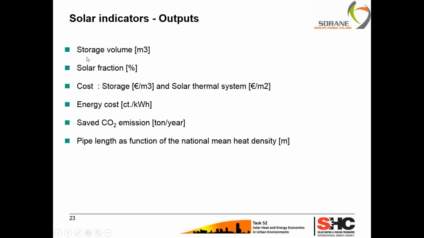First, you are able to know the storage volume you will need. You can know which solar fraction you can target as a function of the surface of collector area. Then you can have an idea of the cost, for example, of the storage and the solar thermal system itself. You can derive as well the cost of energy for solar thermal. And if you are connected to a non-renewable energy, you can calculate the saved emission of CO2. Finally, the tool will give you an estimation of the pipe lengths you should target to reach the national mean heat density of your country.